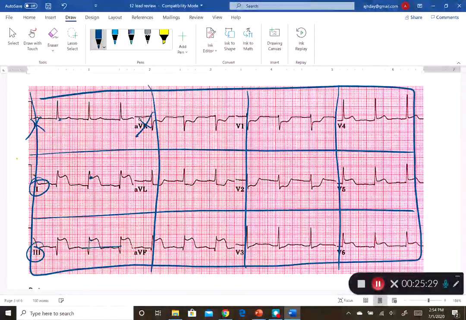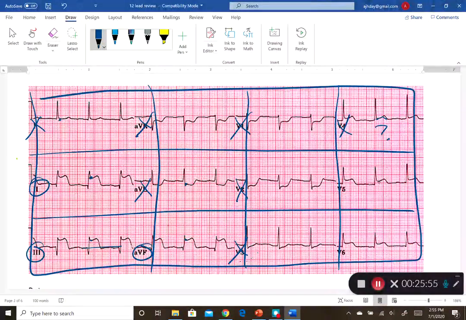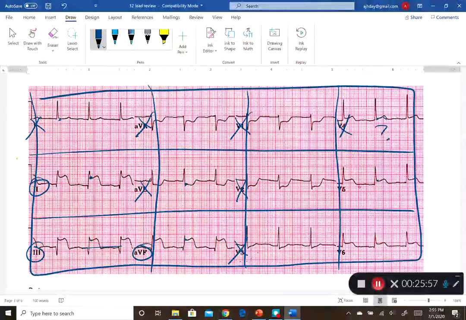We don't look at AVR for diagnostics. In AVL, looks like I have some depression, so no elevation. AVF, definitely have some elevation there. V1, have depression. V2 looks like I have depression. Same with V3. V4, it's borderline, right? But honestly, because I don't have it in its contiguous lead in V3, doesn't matter. And then V5 does look like I have some elevation here. There's my isoelectric line. There's my J point. And same with V6.